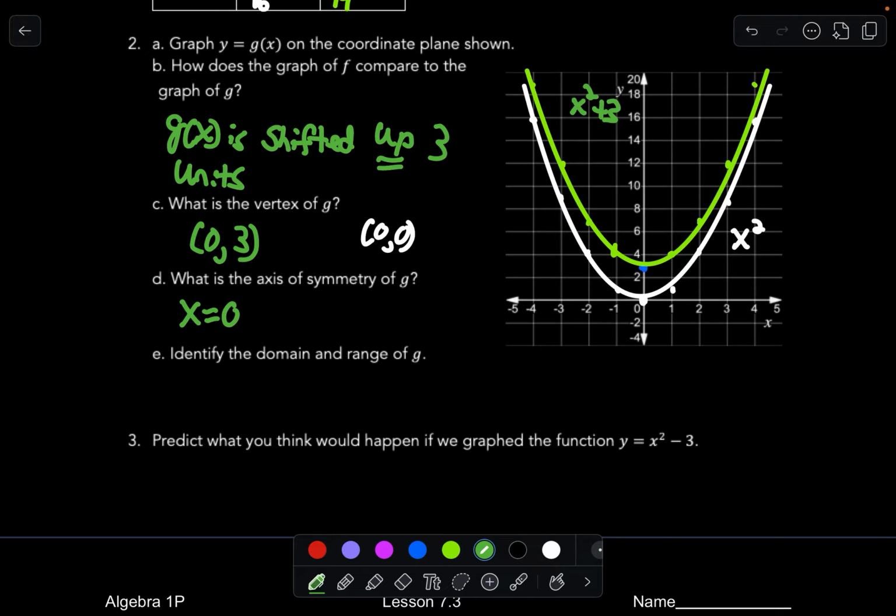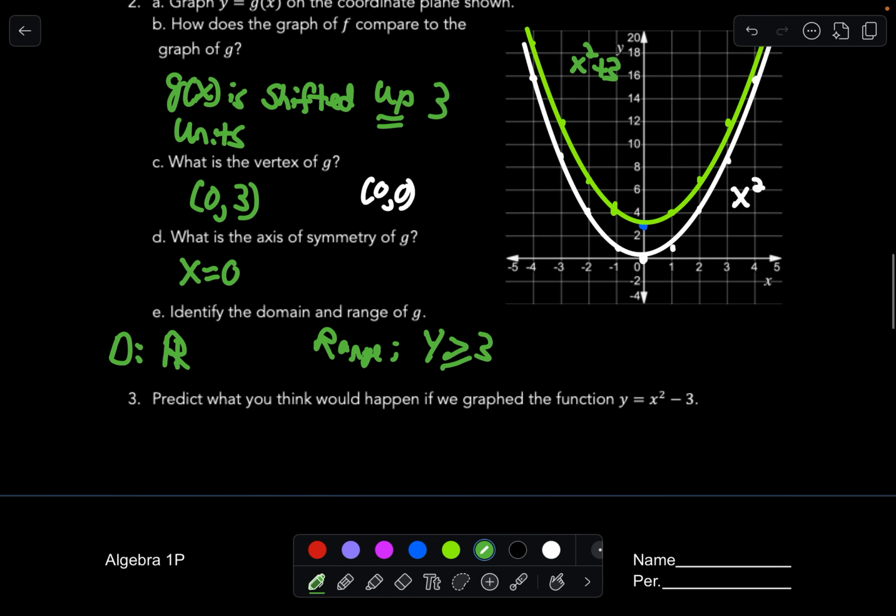Identify the domain and range of g. Well, the domain is going to be all reals. That's always the case for parabolas, for quadratics. And the range, which is the output, is y is greater than or equal to 3, which is the y value of the vertex, because the graph is above it.